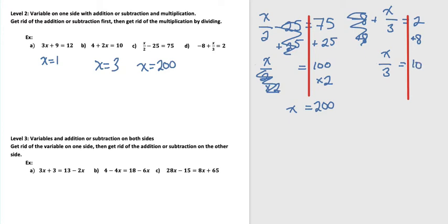X over 3, x divided by 3. To get rid of division, we multiply. We're going to multiply this side by 3, right? These are the same numbers, divided by 3, multiplied by 3. And if we multiply this side by 3, we have to multiply this side by 3. We multiply so that our division and multiplication cancel each other out. We're left just with x equals 10 times 3, which is 30.